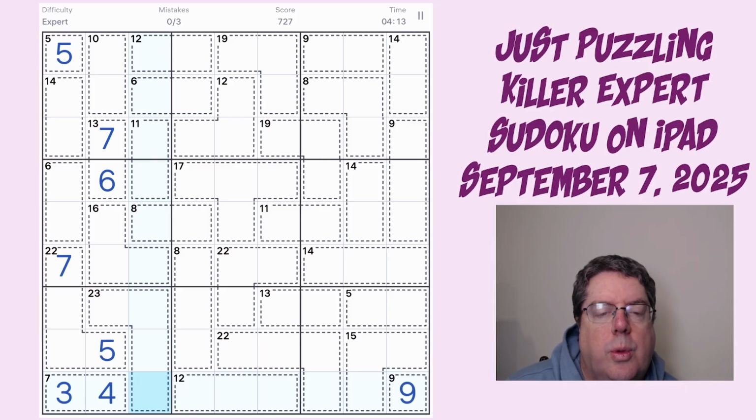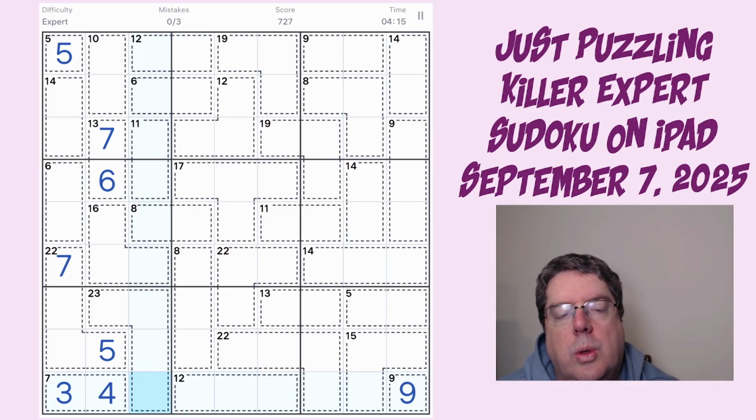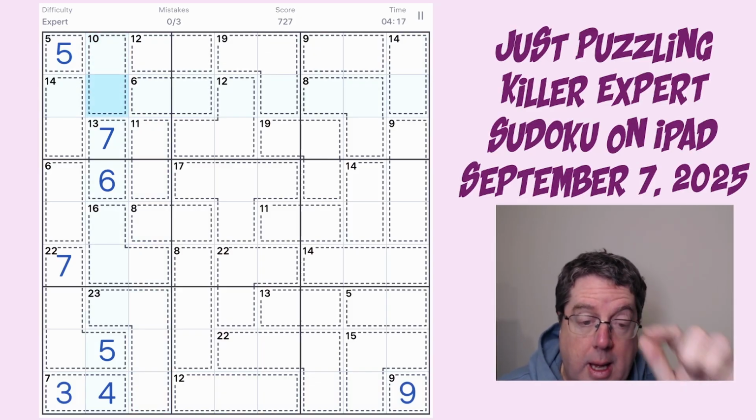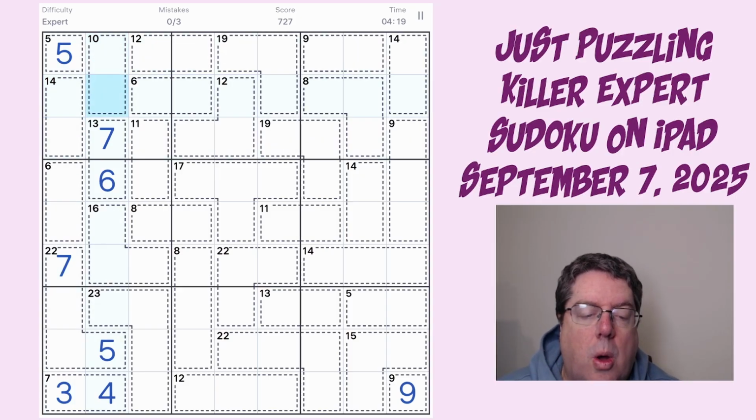Six, 7, 4, 6. So this can be 2 and 8 or 1 and 9. Can't be 2 and 8. So this is 1 and 9 here. This is 1 and 9 here. So 1 is up here. So 1's going to be one of these two. It can't be this one, because this would be 15 and I need it to be either a 6 or a 7. So 1 is this one here, leaving this to be a 7.